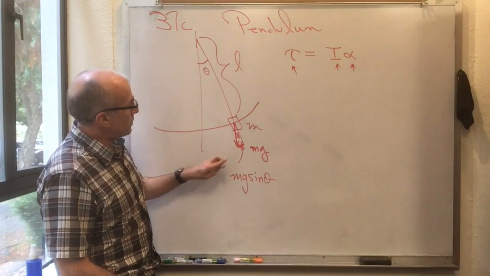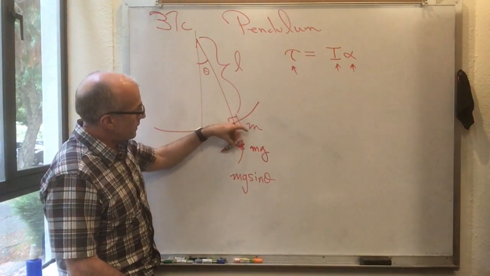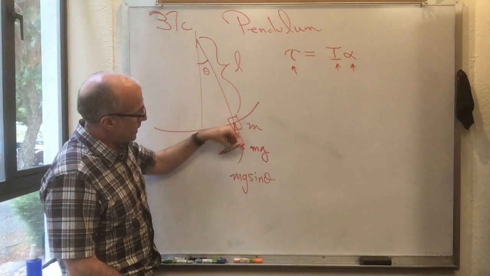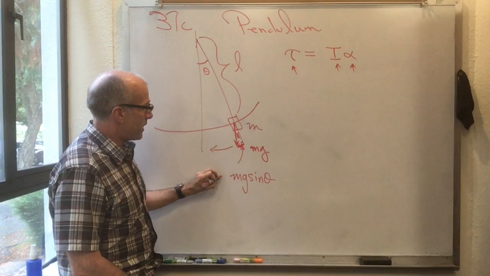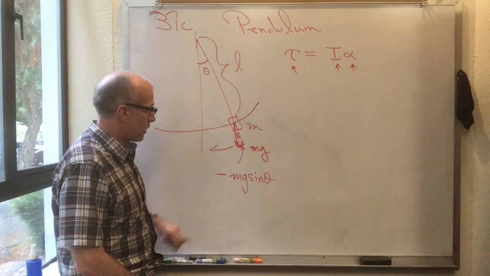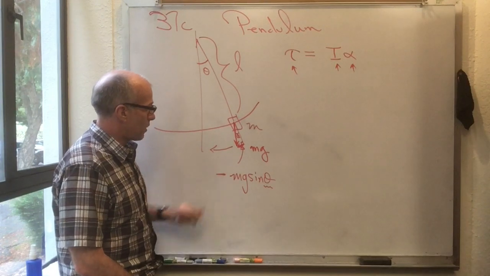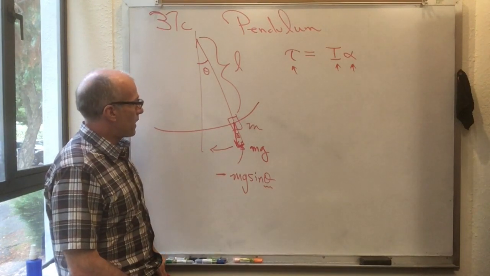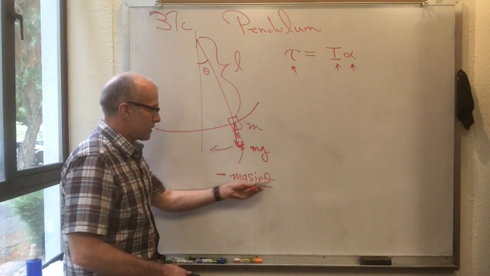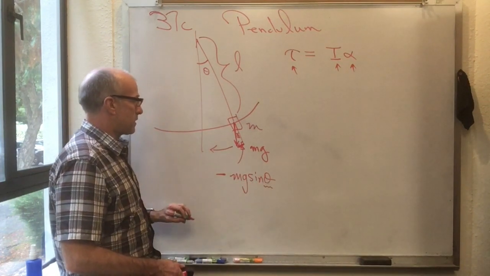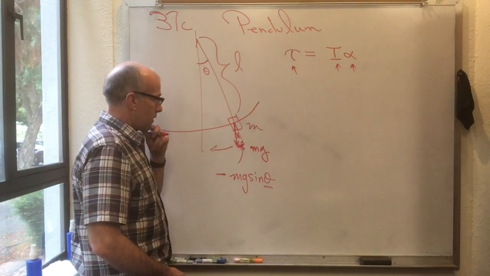Now, as you can see here, as this thing is off over here to the right, the tangential force is in the clockwise direction, which we usually count as a negative torque. So if theta is positive, we have a negative torque. And if theta is negative, then we have a positive torque because sine theta is less than zero. Now there's your tangential component of the force.